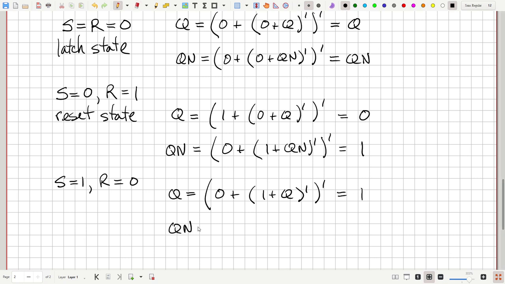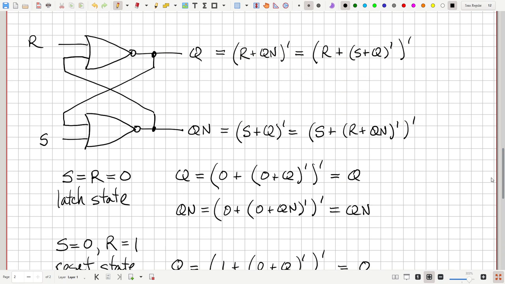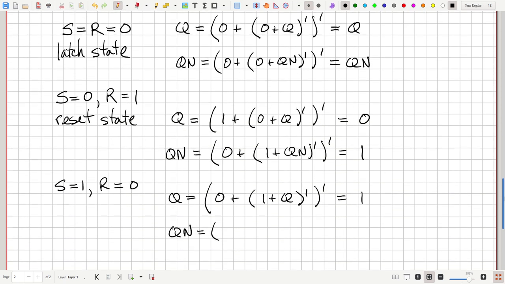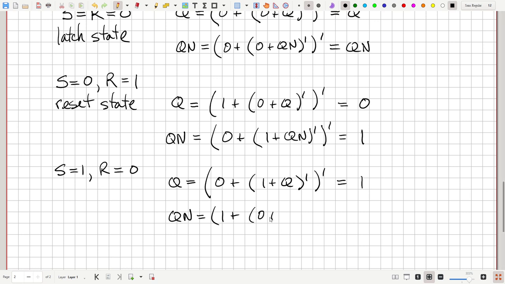What happens for Qn? The Qn function is the same as the Q function, but we swap R and S and replace Q by Qn. So this is going to be 1 or 0 or Qn. Negate that and then negate the whole thing. So Qn or 0 is Qn. Negate that, you get not Qn. But then OR that with 1, well, that's always 1. 1 or anything is always 1. And negate the 1, and you get 0. And you get the opposite output that you got from the reset state. And we call this the set state. In the reset state, we set Q to 0. In the set state, we set it to 1. And then Qn is the inverse of whatever Q is.